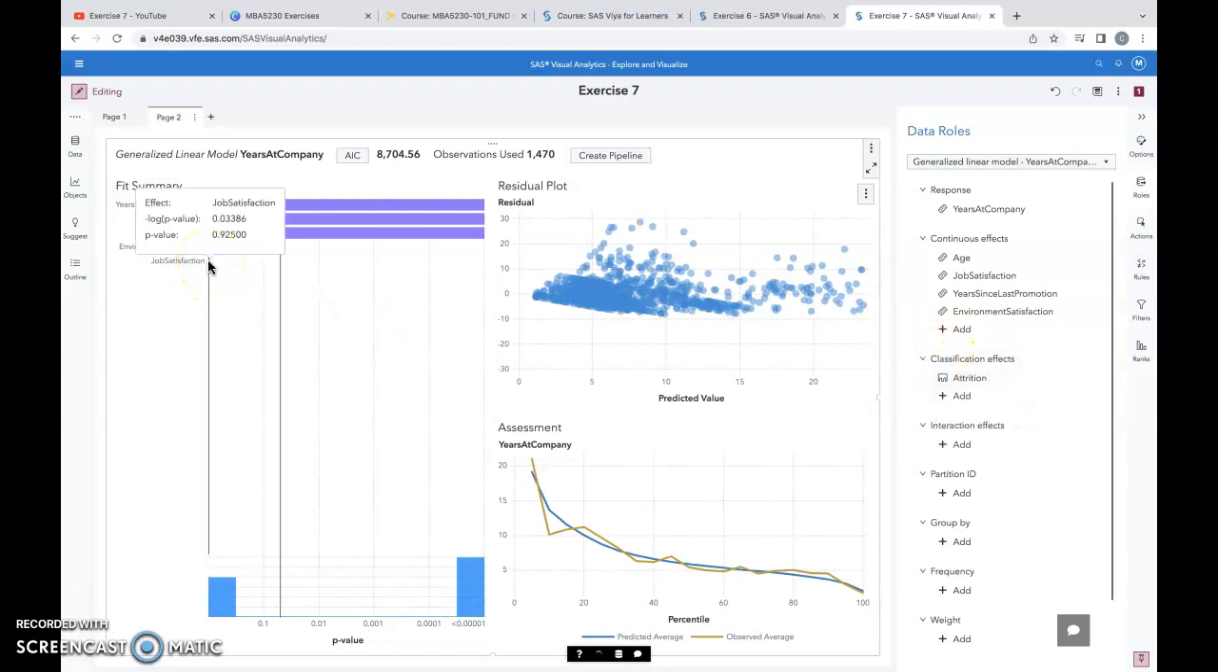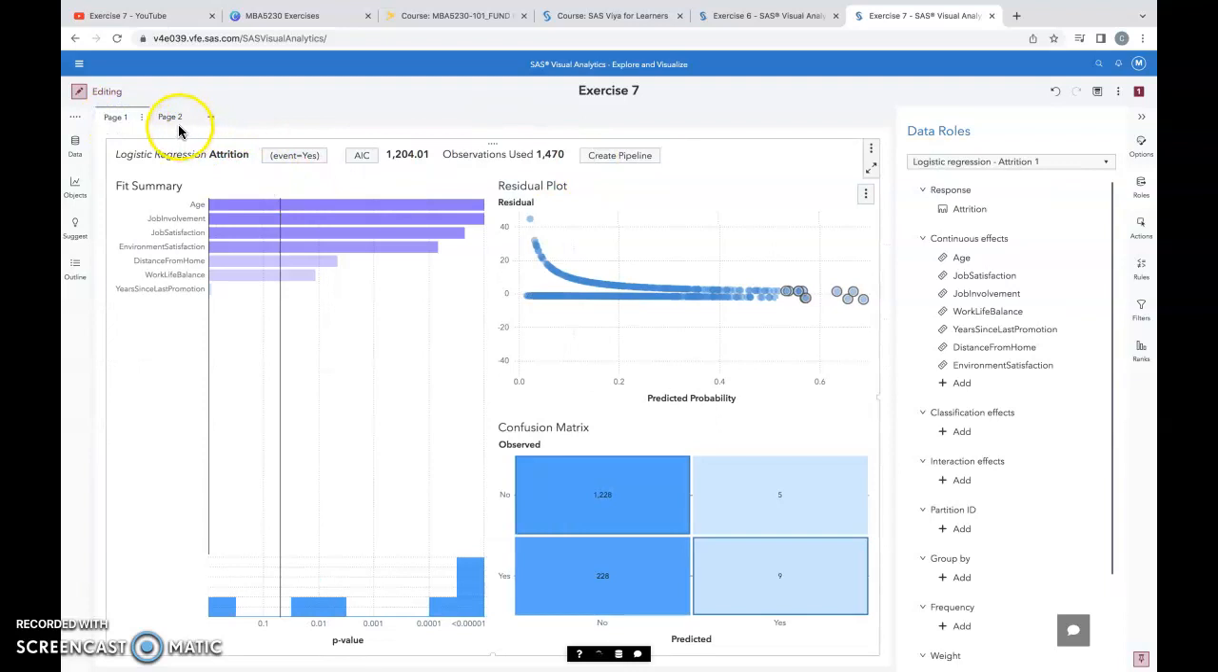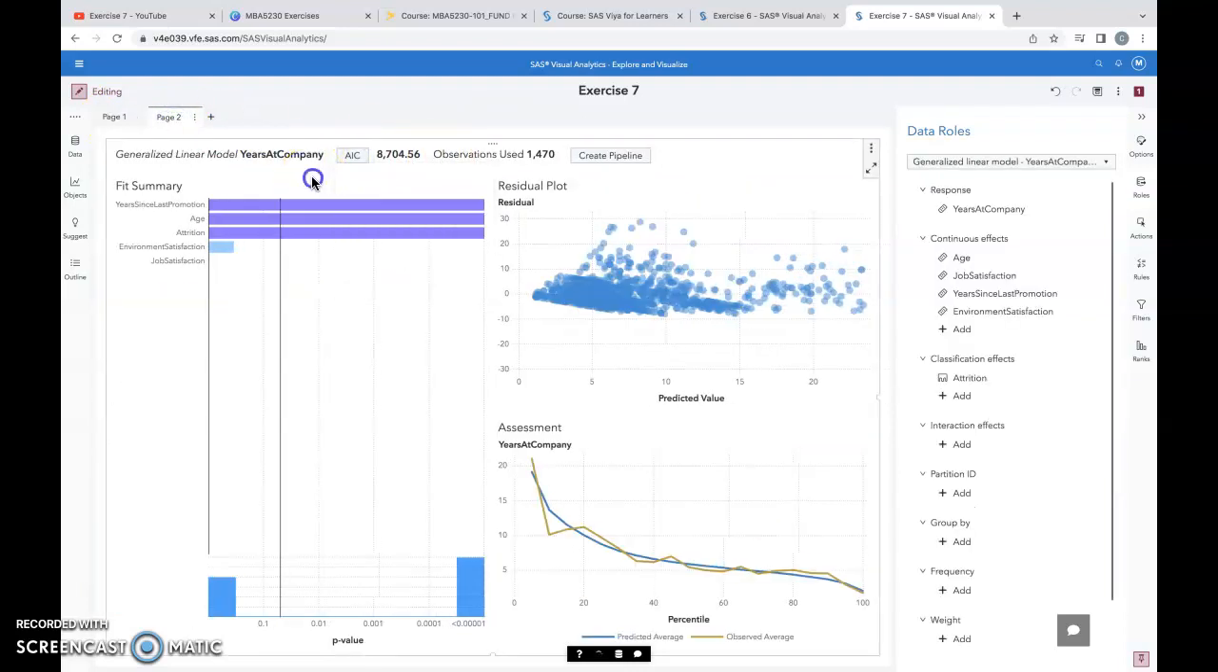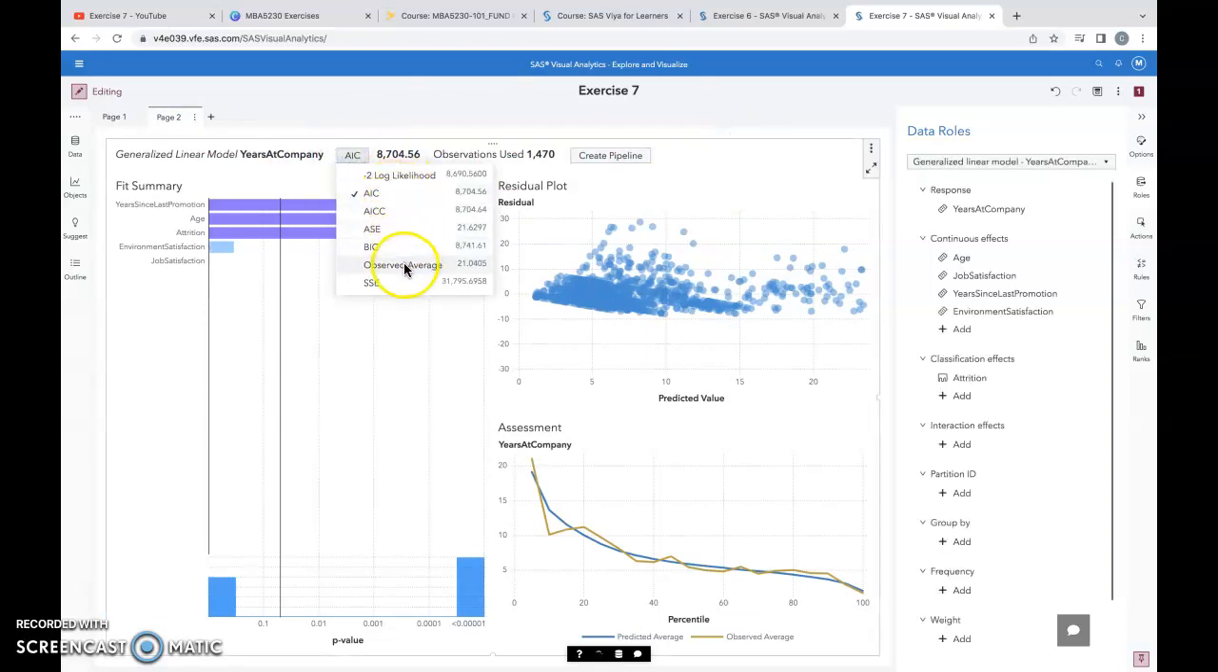So as we can see, job satisfaction has the lowest p-value. Has the highest p-value. And since going back here to AIC, we can see that this also is not a good use of the characteristics that we have put into the roles.